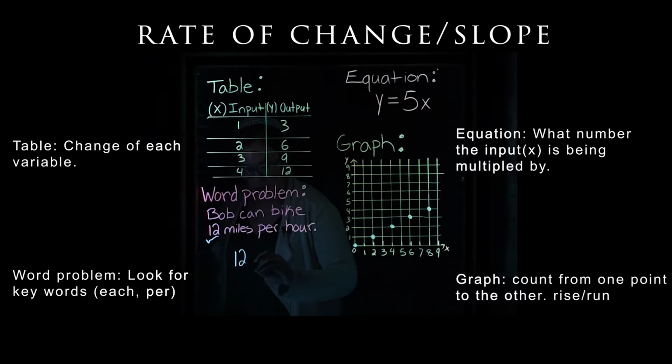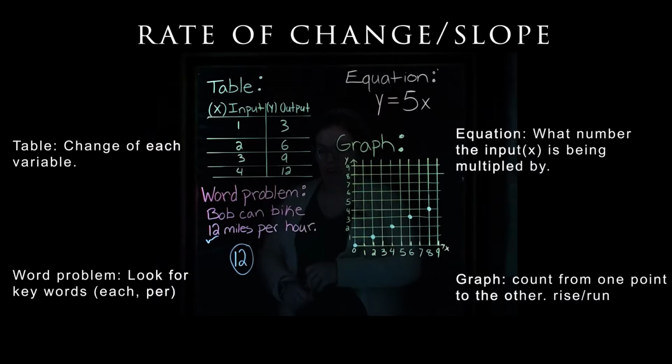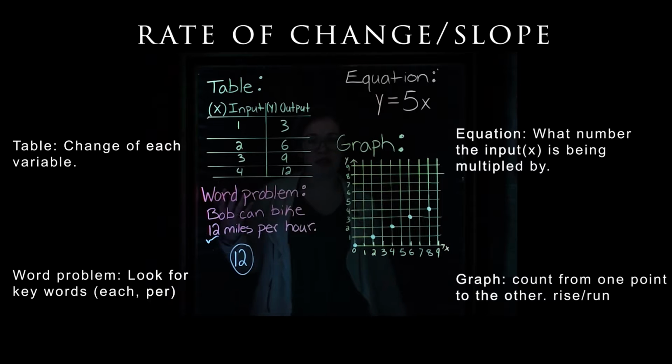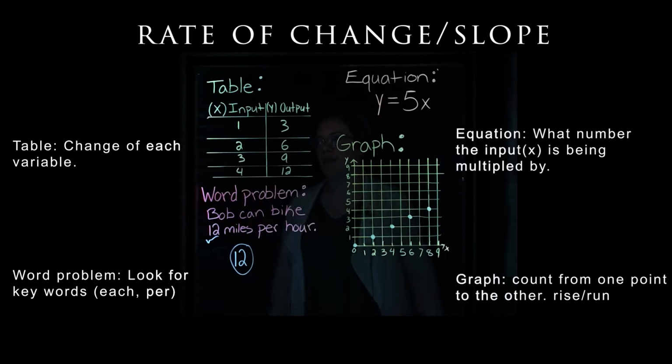Since it says per hour, I already know my rate of change, which is 12. So my 12 is my rate of change here, because I just want to know for one thing. And in this problem, it's for hours. So in 1 hour, he can go 12 miles, which then tells me in 2 hours, he can go 24 miles, because now I can just multiply by the unit rate to figure out how many miles he goes for however many hours. Now let's go ahead and look up at the table.